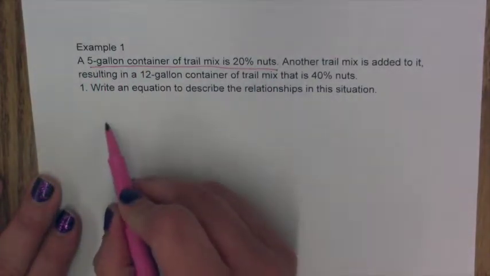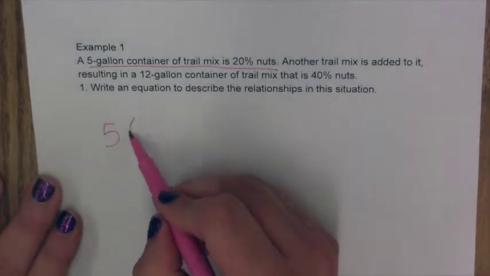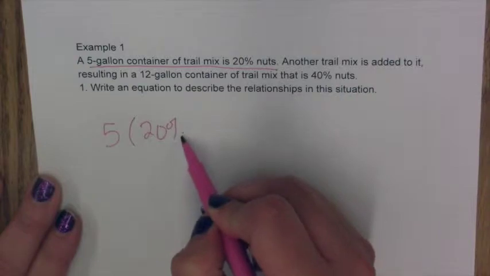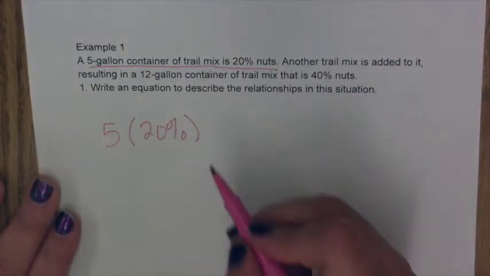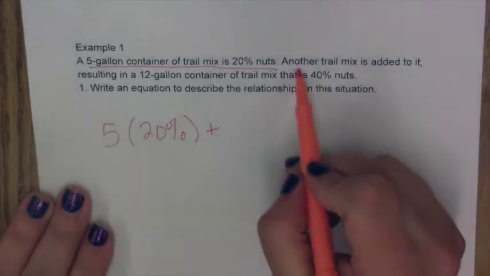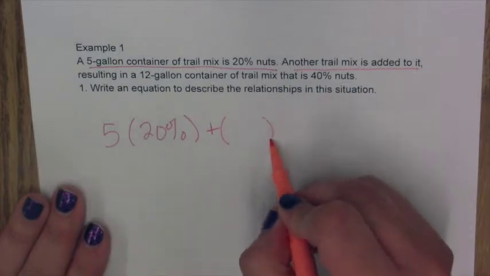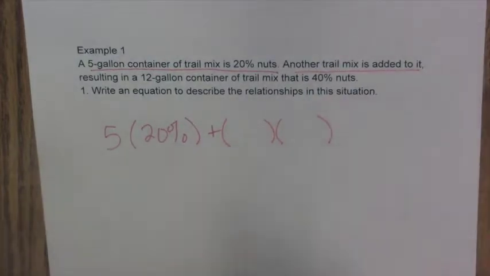So I have a 5-gallon container that is 20% nuts, so 5 times 20%. Then we would add to it the second container. So let's look at what we know about the second container. It says another trail mix is added to it. That's all we know. So we don't know what percent it is, and we don't know how much it is. So I'm going to leave 2 blanks here, so I make sure I go back and fill them in.